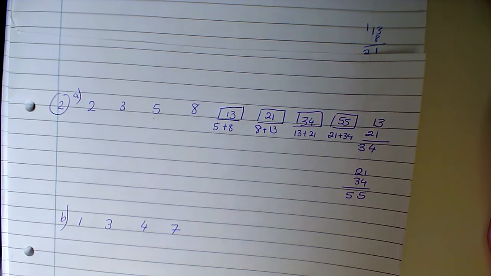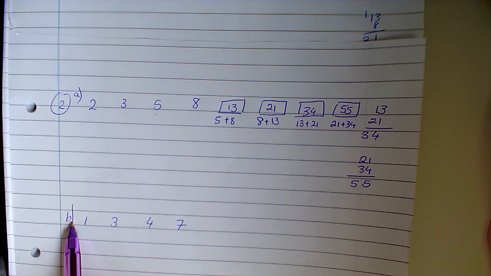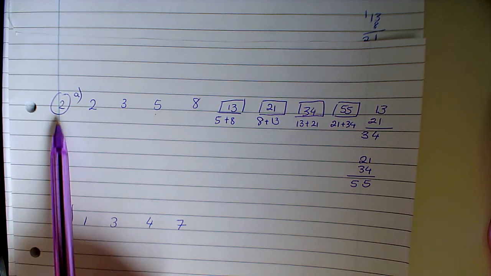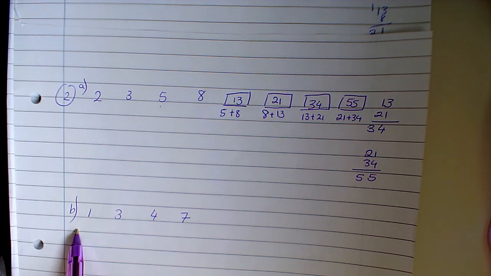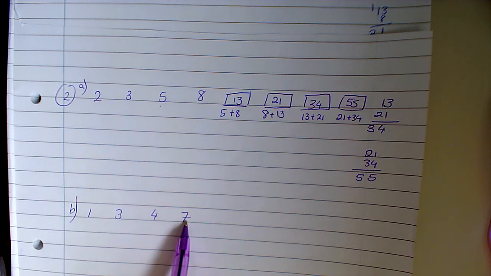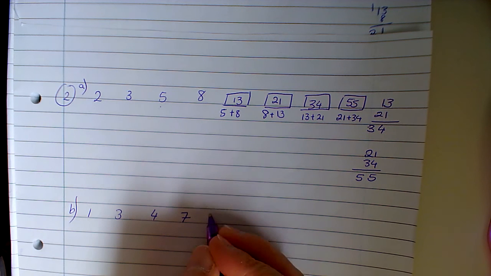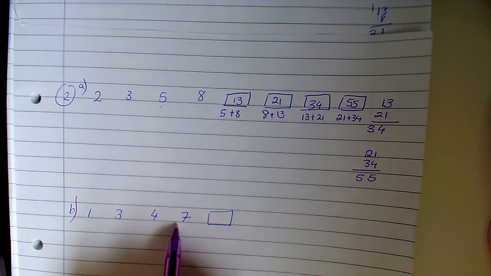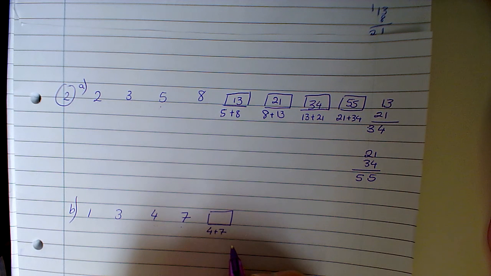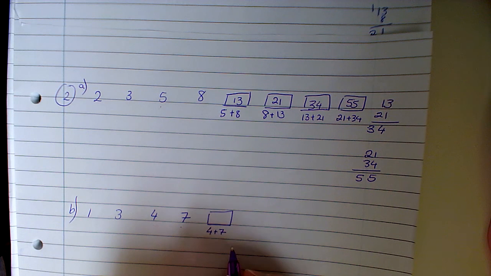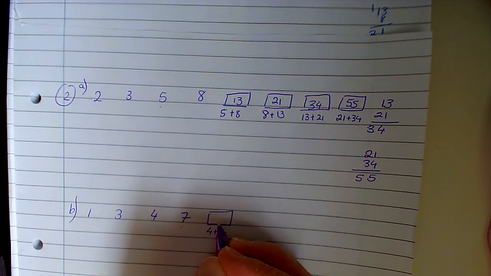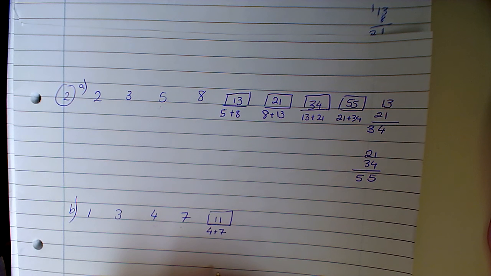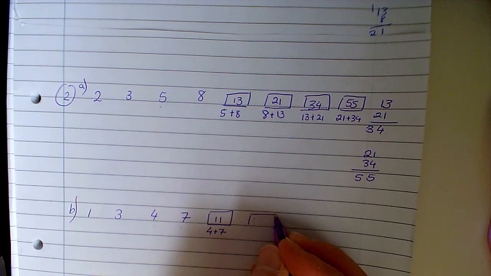Okay. The last question, which is question B in number 2, again, it'll follow the same rule, different numbers. So for the next term, we have to add these two terms together to get it. So that's 4 add 7. So 4, 5, 6, 7. 7 add 4 is going to give you 11. Okay, 7, 8, 9, 10, 11. Sorry, I'm not sure what I was doing earlier there.